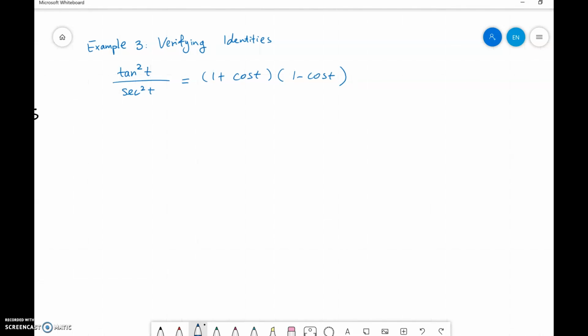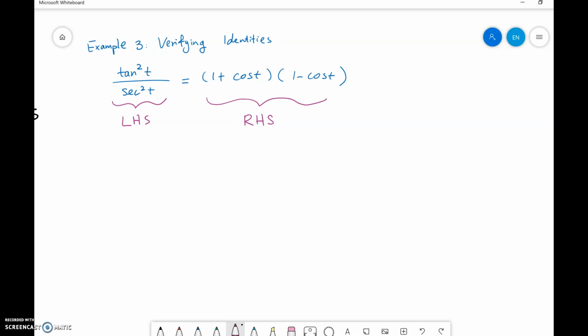So example 3, we want to verify identities. The equation we have is tangent squared t over secant squared t on the left, equal to 1 plus cosine of t times 1 minus cosine of t on the right hand side. With all the same rules, we have the left hand side and the right hand side. For this one, we're going to start from the complex side. We always start from the side which is more complex because that will give us more room to simplify it.